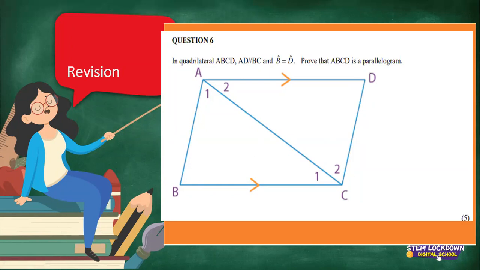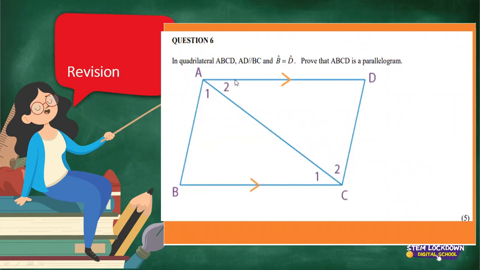Now, to prove ABCD is a parallelogram, you need to know the properties of a parallelogram. One is that opposite sides are equal and parallel, meaning AD and BC must be equal and parallel. Also, AB and DC must be equal and parallel. Then it's a parallelogram. So how do you prove that?